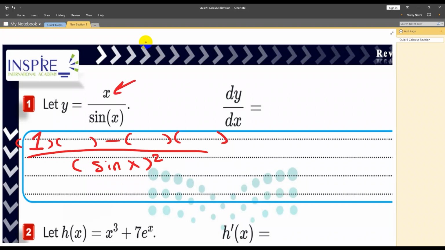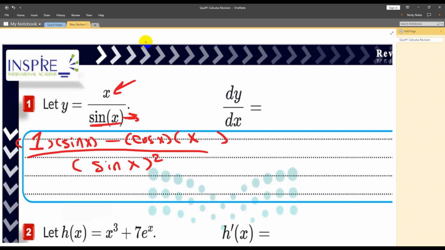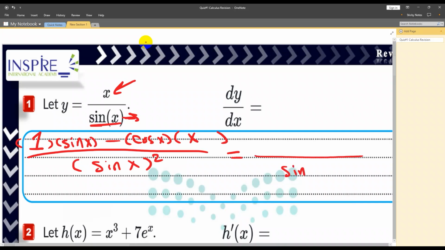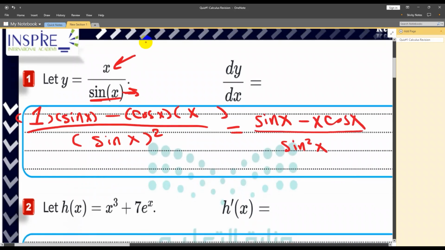At first you will solve x. It will be 1, and keep sine x the same. Then solve sine x, which will be cosine x, and keep x the same. This is the solution, and you will just need to simplify it. So sine squared x stays sine squared x. 1 times sine x will be sine x, and this one will be x cosine x. And this is the final solution. Okay, let's move to question number 2.